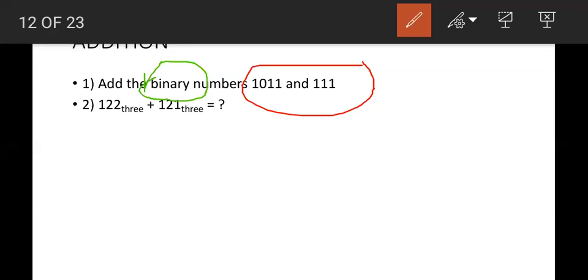But when you are told octal system, octal means a number in base 8. What of denary? Denary is a number in base 10. So you have to know that. So we want to add these two numbers, and they are in base 2. That's the first question.